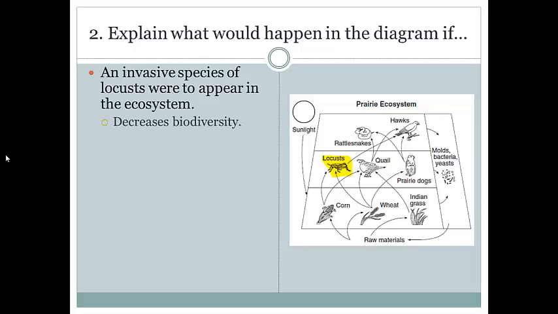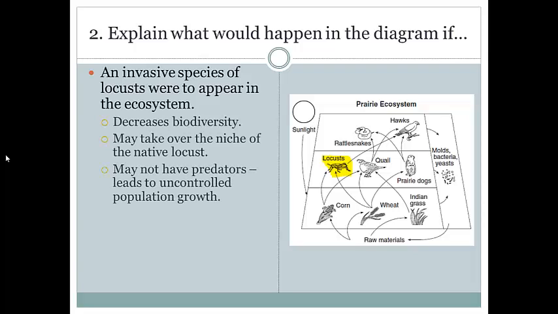So this would decrease biodiversity. What would happen whenever that locust moves into the ecosystem? It would take over the niche of the native locust. And it might not have any predators, and this could lead to some uncontrolled population growth, which means that these locusts, which feed on plants, would be eating up all of the producers in the ecosystem.